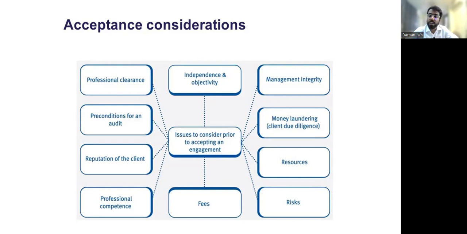Next, you are checking whether the client is involved in money laundering. What do you mean by money laundering? That means the client is involved in converting black money into white money or white money into black money. They're not basically following the tax laws. If they're involved in money laundering, then again, you will not accept such a client as an audit client.